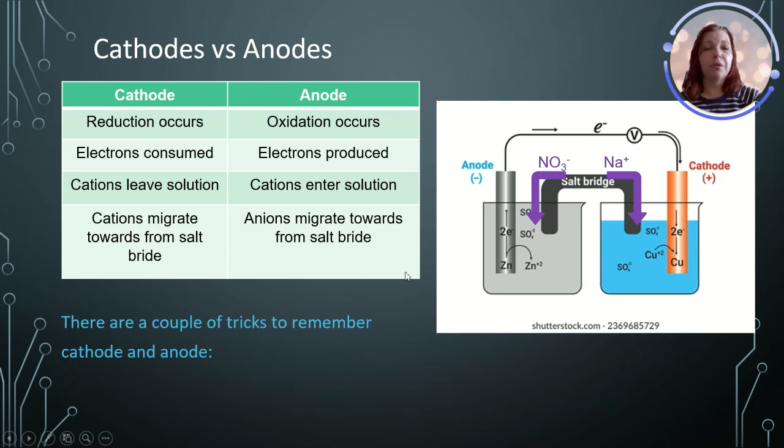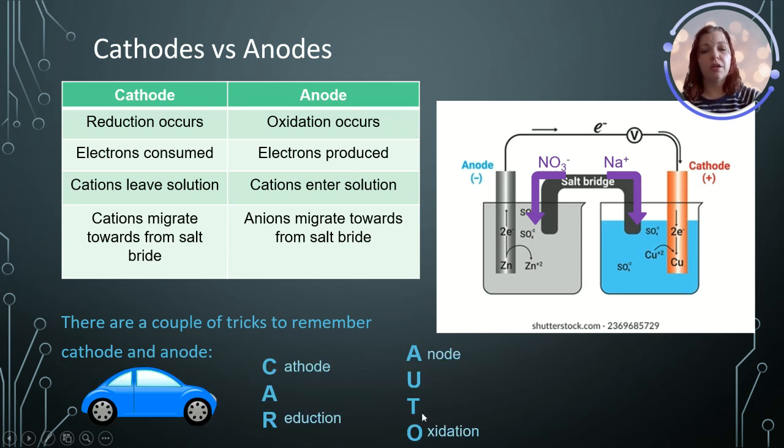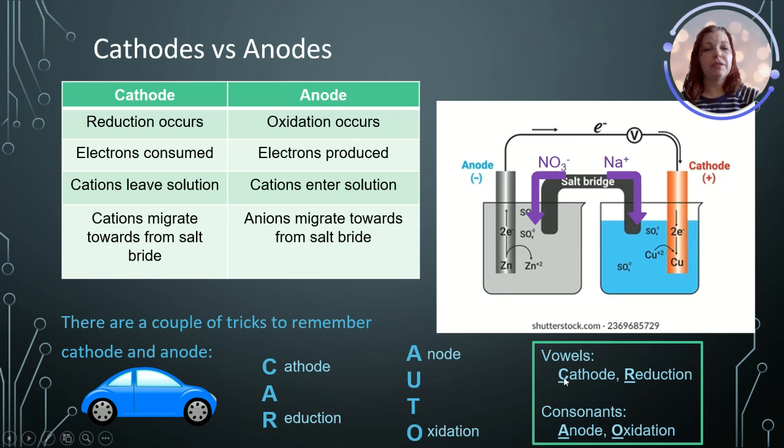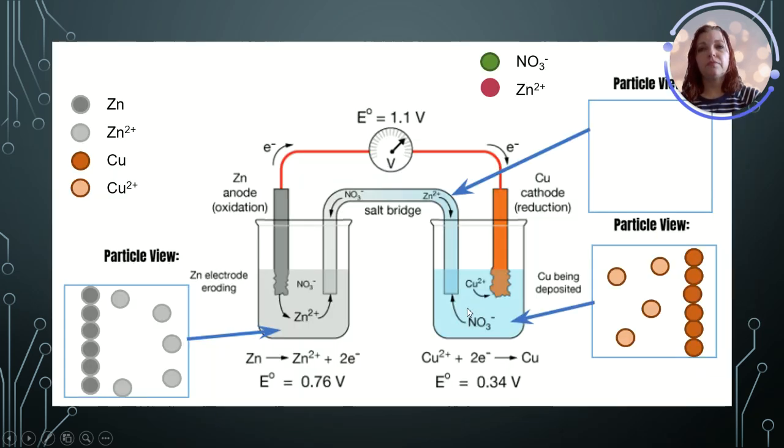So there's a couple tricks to remember cathode and anode. I've got two. I like them both. The first one is car and auto, excuse me. So cathode is reduction, anode is oxidation. So that's pretty cute. You can also think about the vowels and the consonants. So cathode is reduction, anode is oxidation.